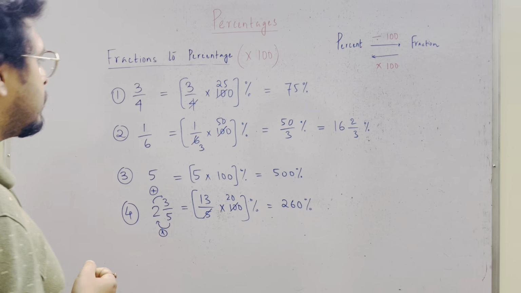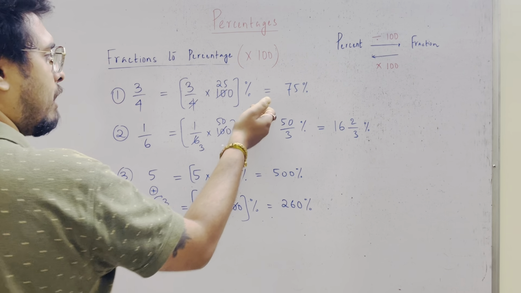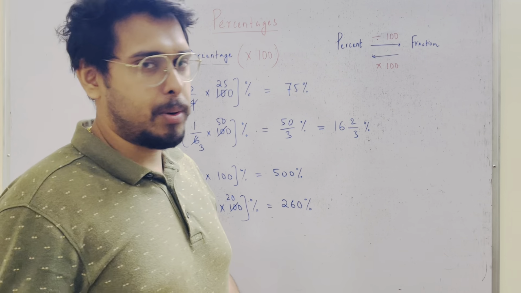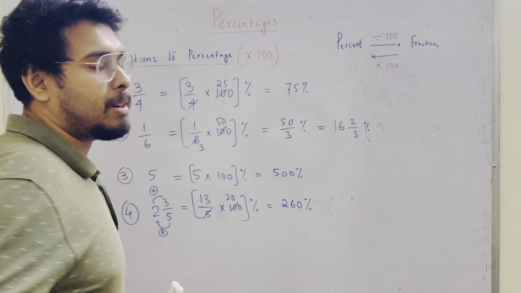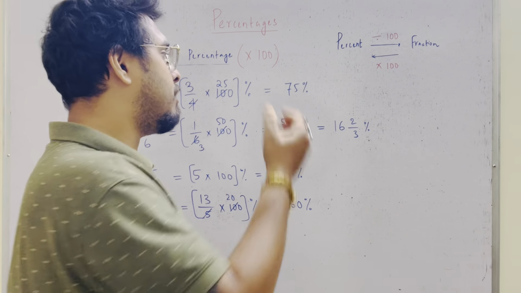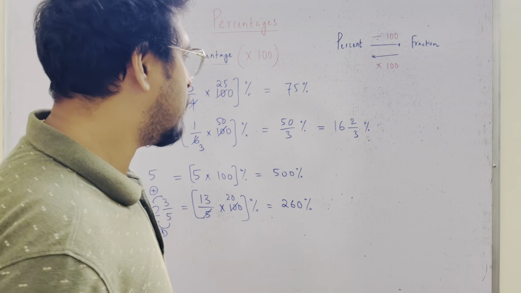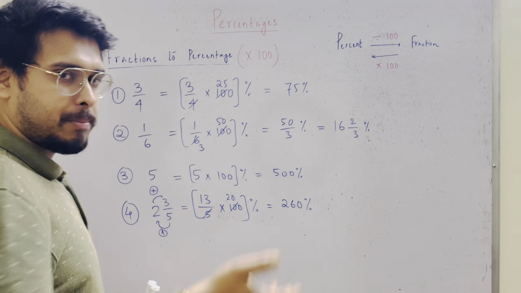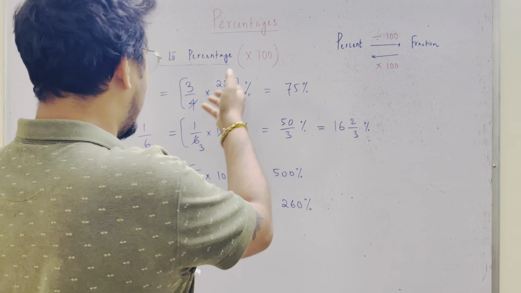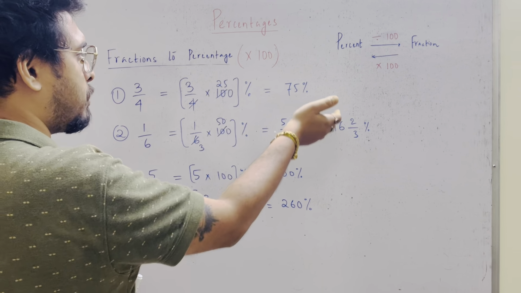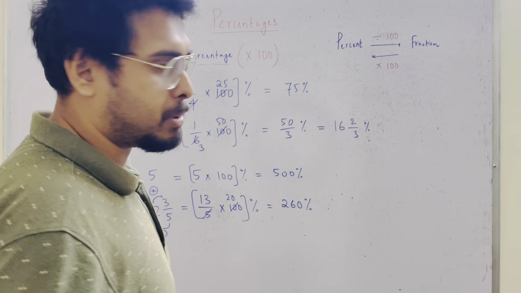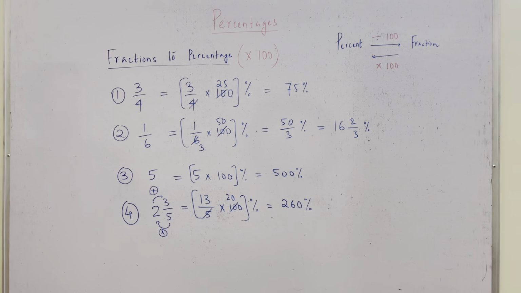The same strategy will be followed for any fraction to be converted into percentage. All we need to do is multiply by 100 and then simplify it. Simplification is mandatory, otherwise the result that you get is not a final result. So you first multiply by 100 and then simplify the product in order to get the required percentage. This is how we convert fractions to percentage.